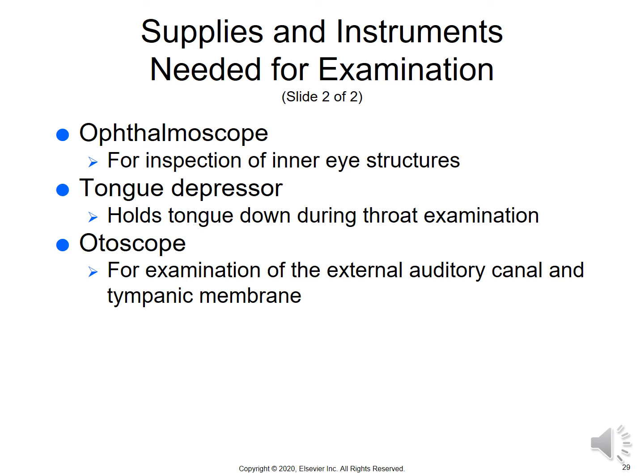An ophthalmoscope is used for inspection of the inner eye structures. Tongue depressors should be held down and they should be clean. An otoscope is used for examining the inner ear.